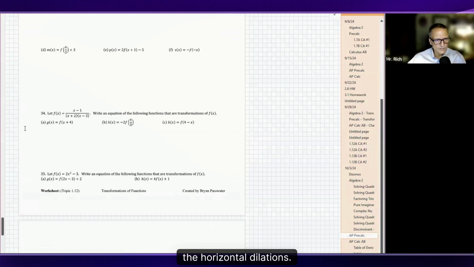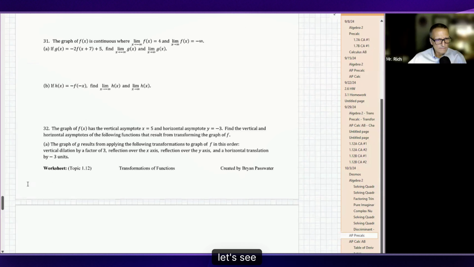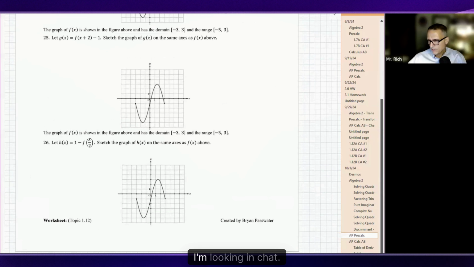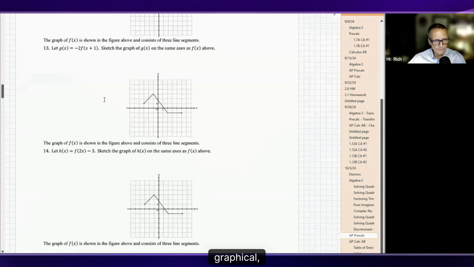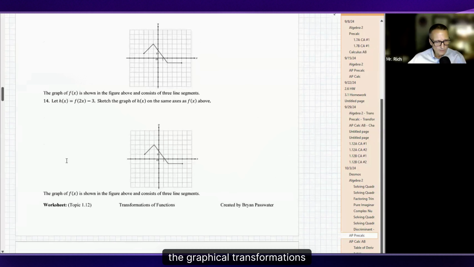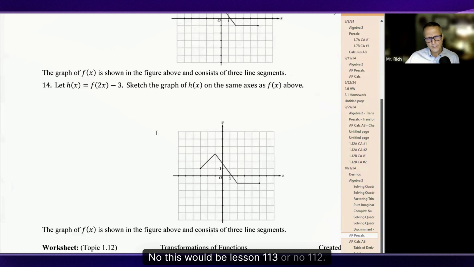Yeah, the horizontal dilations. I did want to talk about that. Let's see. Where are they? I'm looking in chat. I don't see any questions coming in. Let me go back up here. I'll go over the graphical transformations problems here. Let's take a look at number 14. This comes from lesson 112b.